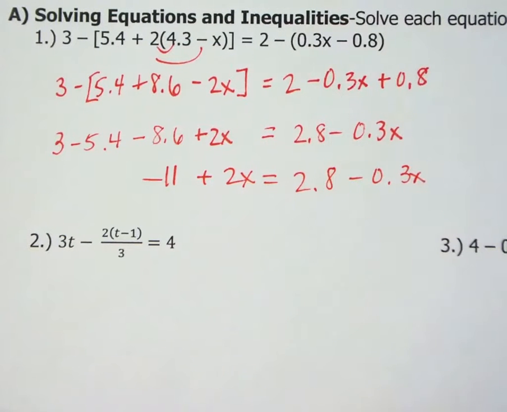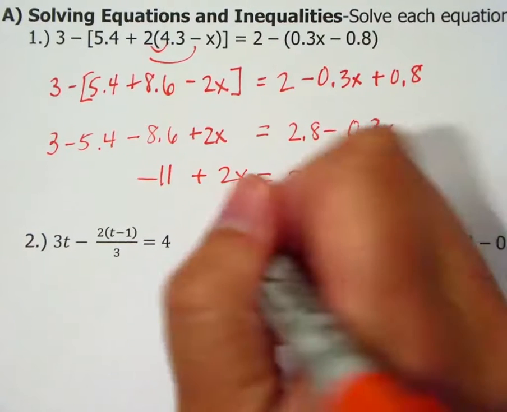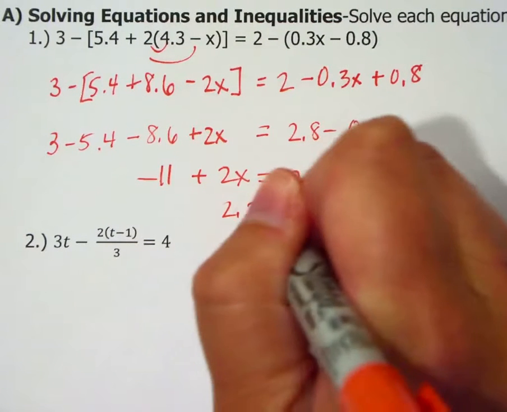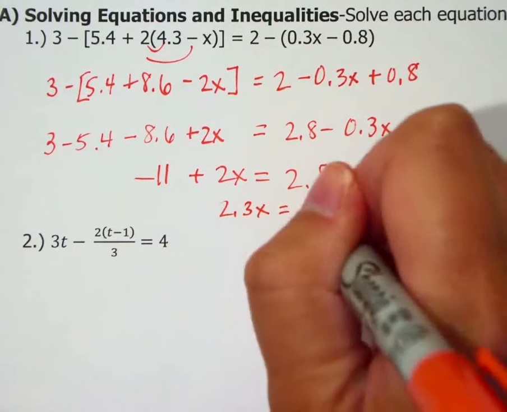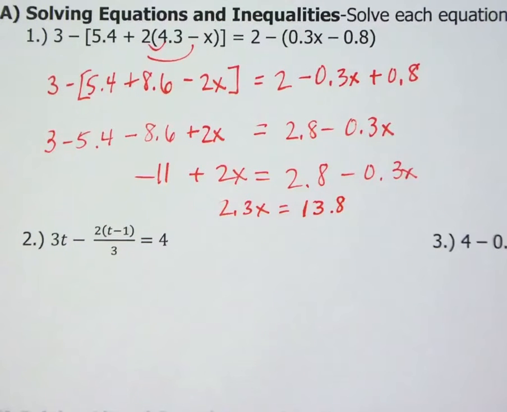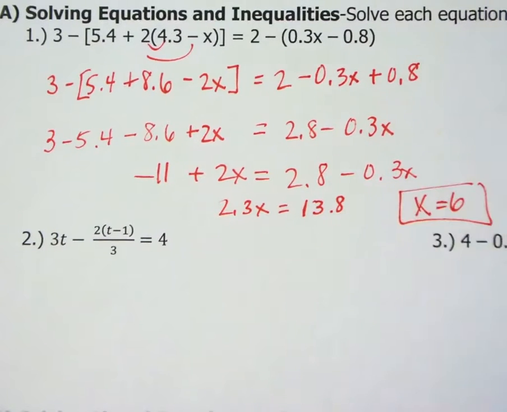And then from here, it's just a matter of getting our variable terms to one side, constants on the other. I will add that negative 0.3x, and then add the 11 to the other side as well. And then we can divide both sides by that 2.3. And we actually end up with a nice 6.